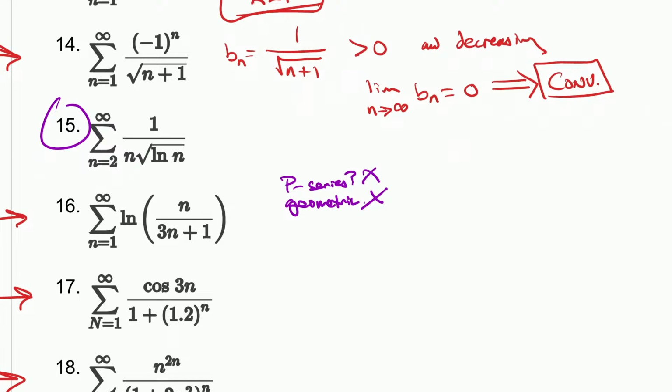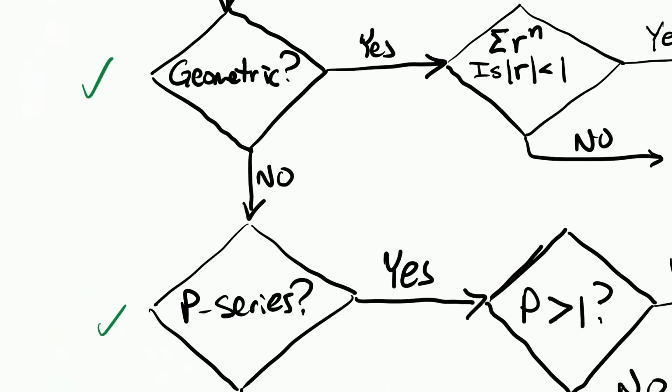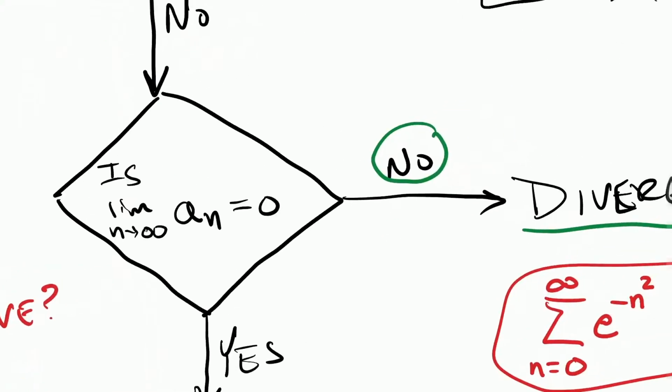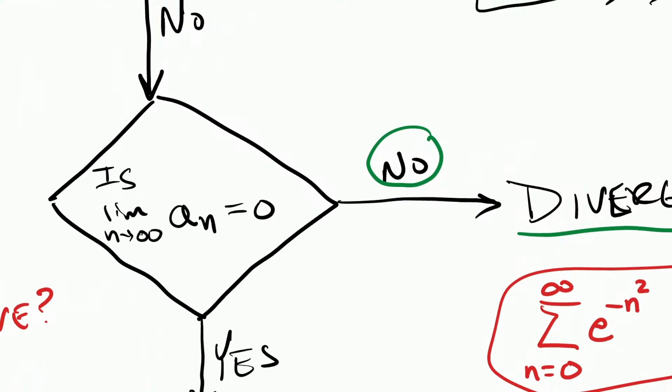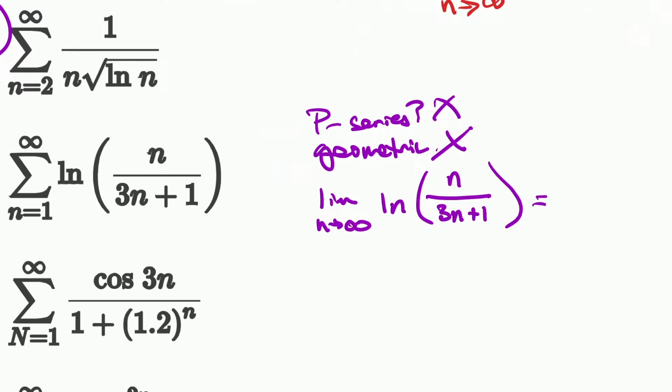Maybe we can do the limit. So this is that. Here, I'll show you where I am in my flow chart. I'm right there. So I went through these two, geometric and p-series. It's neither of them. So let's get down here, because this is a nice one that gets rid of some series that diverge. So notice this only tells you if you diverge. So let's go back and get this. Let's do the limit as n approaches infinity of the natural log of n over 3n plus 1. So what is that limit? Take a minute, see if you can figure it out.